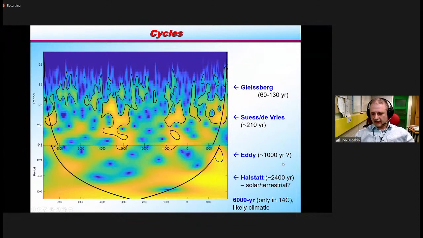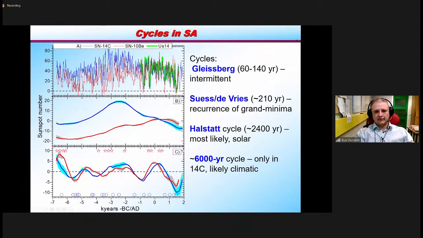Then sometimes there are mentions of the so-called Eddy or millennial cycle, which is not statistically significant through the whole period. Then there is the Hallstatt cycle, which is also not statistically significant, but very clearly visible. I will show it in the next slide. And sometimes there is discussion of the 6,000-year period, but with 10,000 years of data, it can hardly be defined statistically, and it seems to be more related to climate. Here, just a few illustrations of the periods of the cycles.